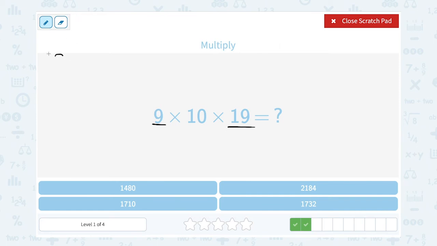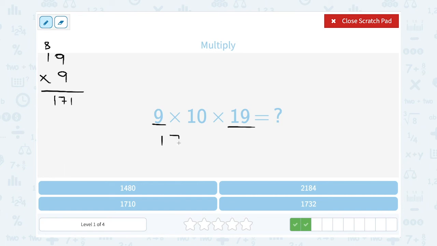Okay, so I'm going to write this as 19 times 9, and then I'm going to make sure I multiply by 9 by both of those digits. Well, 9 times 9 is 81, so I'm going to write the 1, carry the 8. 9 times 1 is 9, and then I still have to add that extra 8 that I carried, so that's going to give me 17. Okay, so 19 times 9 is 171.